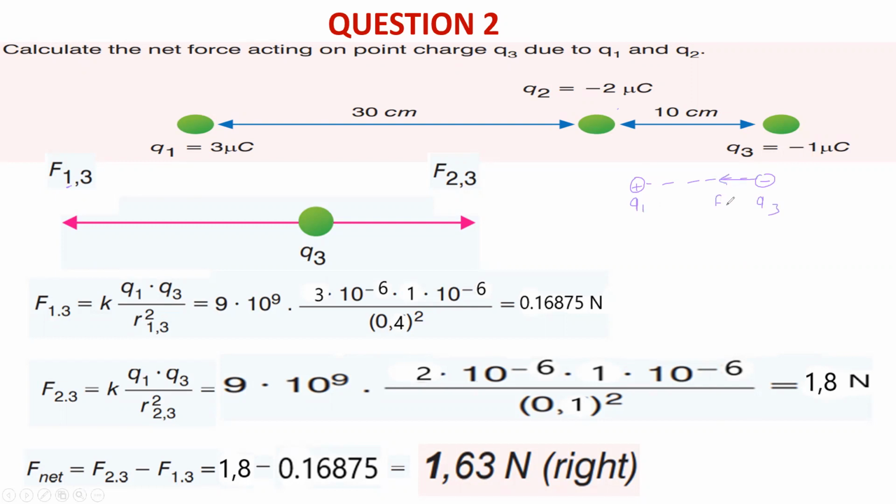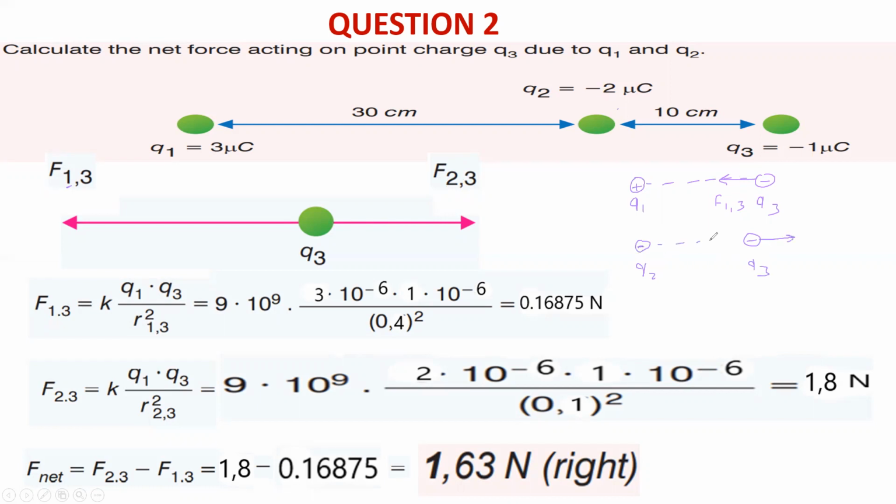this is our F13 to the left. I hope it's okay, because they attract each other. Q1 is pulling Q3, so you see the direction to the left. When you look at Q2 and Q3, the force is to the right. Why? Because Q2 is negative and Q3 is also negative, so they repel each other.